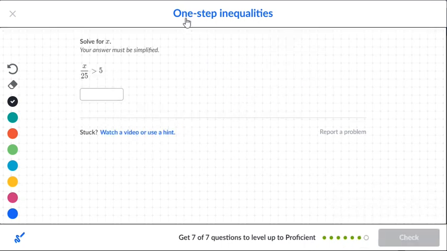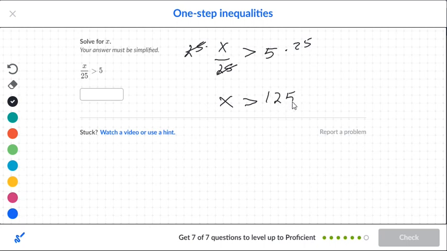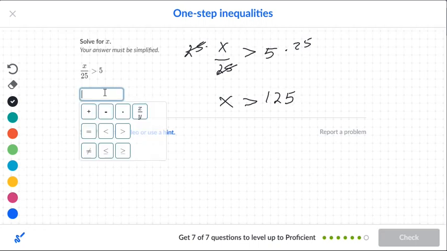Okay, here I have an inequality of x over 25, the inequality sign, then 5. I'm going to multiply both sides by 25. The 25s cancel, which leaves me with the x and the inequality sign. Now 5 times 25 is 125. Notice the letter x is positive, so there's no change in the sign. So we're going to say x, inequality sign, 1, 2, and 5.